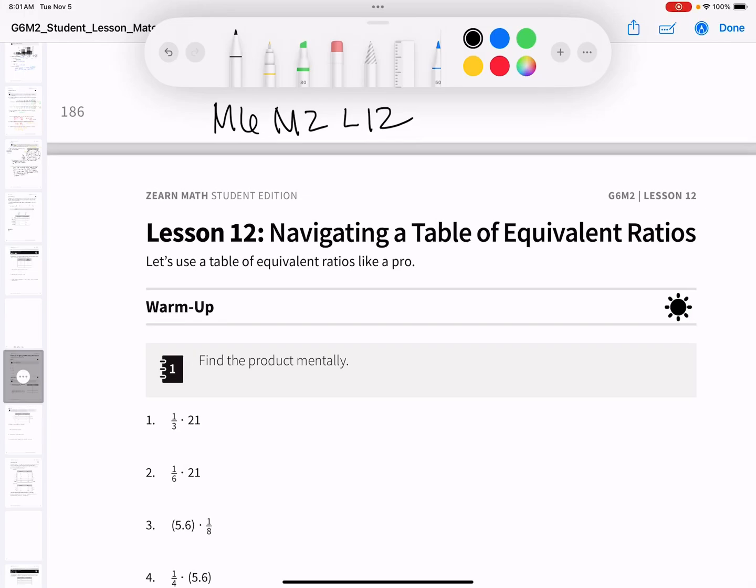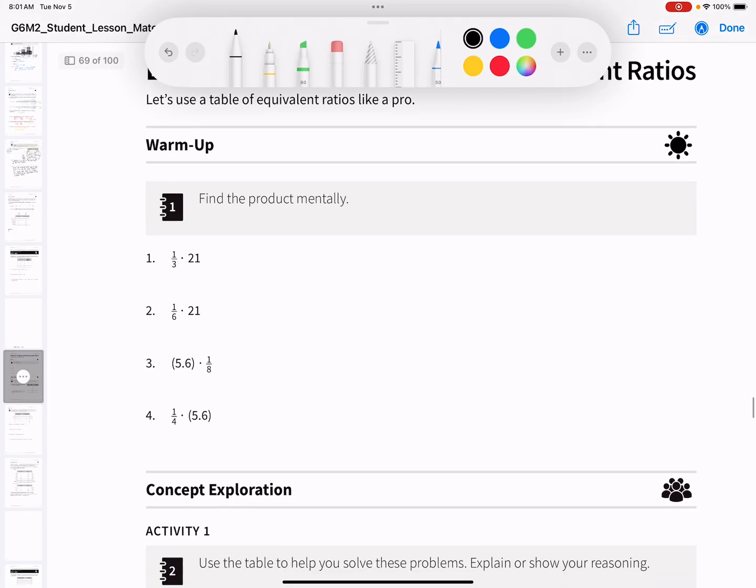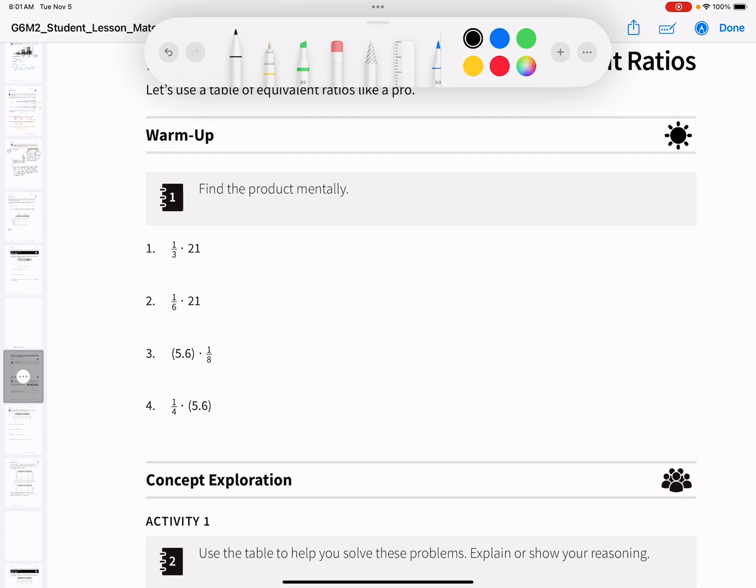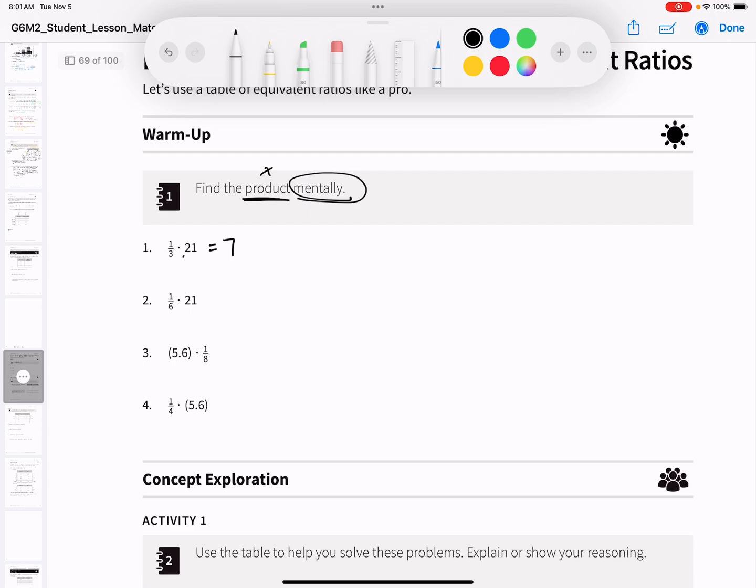We're doing Math 6, Mission 2, Lesson 12, Navigating a Table of Equivalent Ratios. So we are going to do our warm-up, which is find the product, which is multiplication, mentally. Okay, so 1/3 times 21. Well, I know 1/3 times anything would be like dividing by 3. So I know 21 divided by 3 is 7.